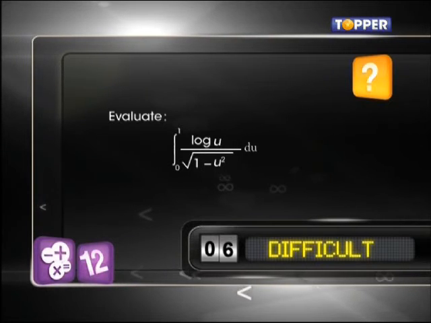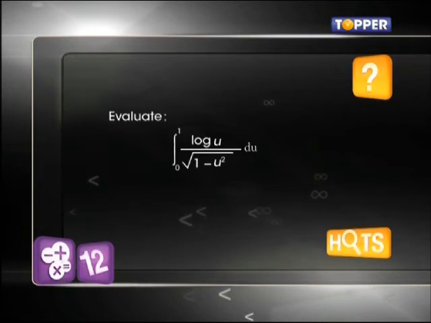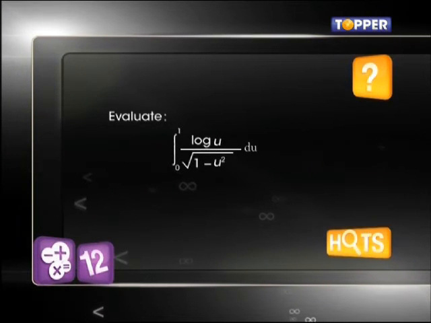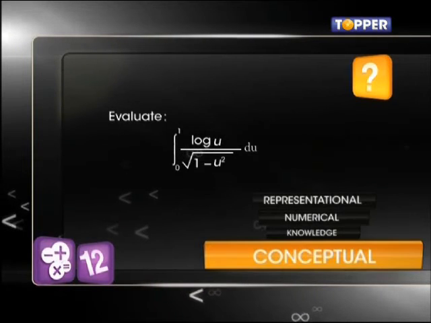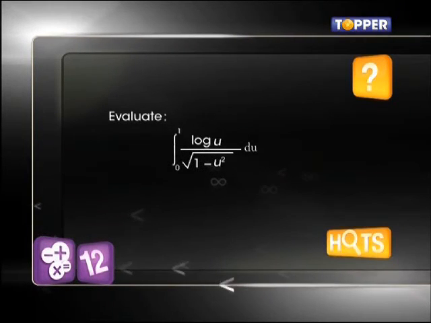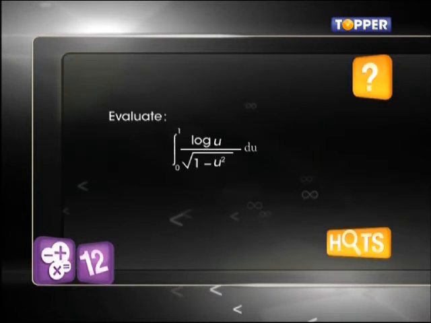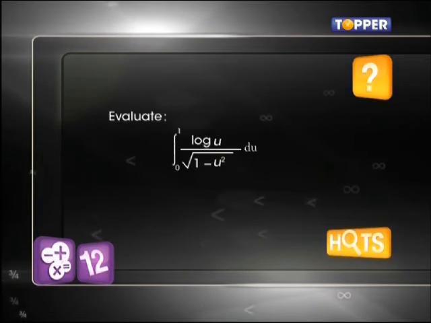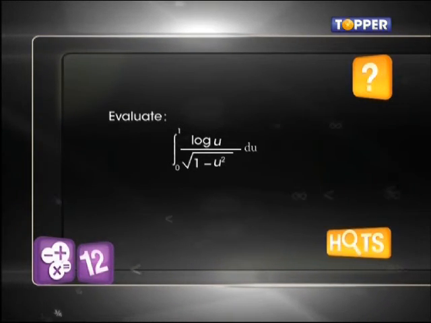Here is a 6 marks problem which may also appear as a 4 marker in a simpler form. To solve this, we have to use substitution in conjunction with limits to find the definite integral of log u by square root of 1 minus u squared at the limits from 0 to 1.